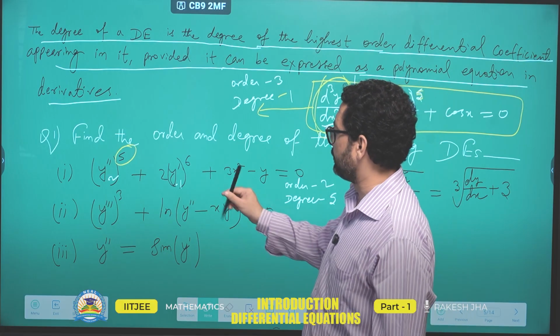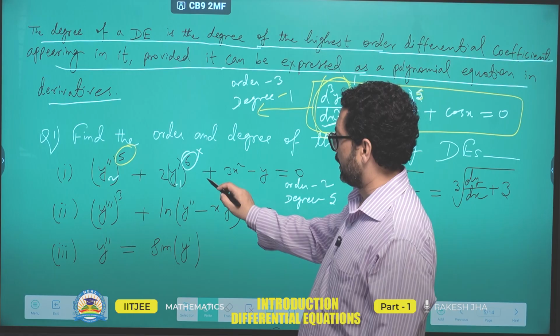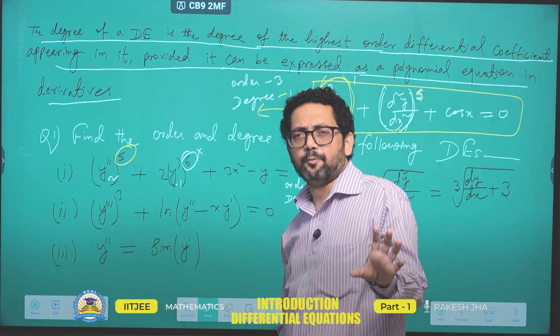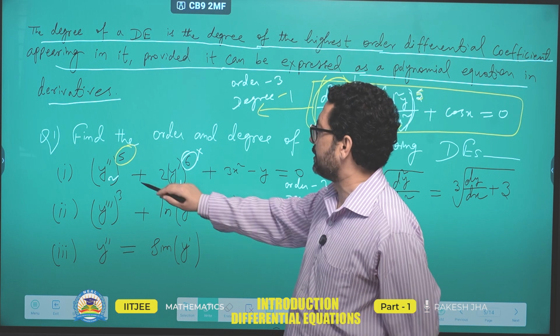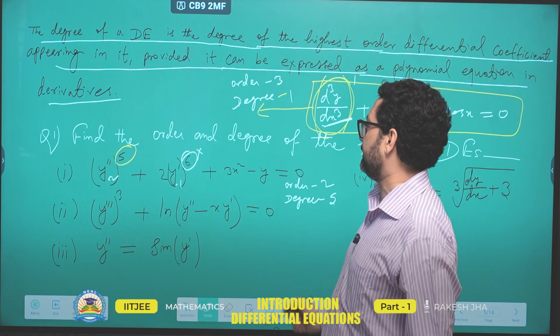We should not get confused with this. This will not be the correct option, because exponent 6 is the first order derivative's exponent, but we should not consider it. We will consider the exponent of the highest order derivative. That is called the degree.